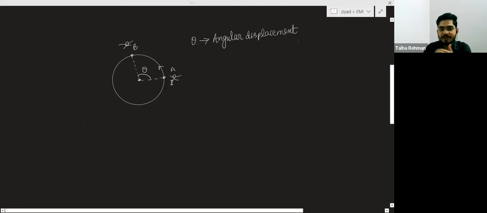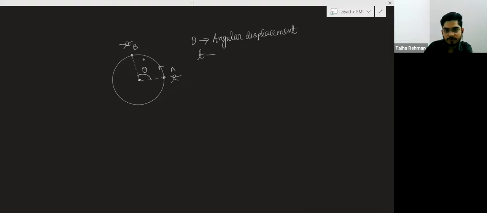There will be some time also in going from point A to point B, time taken by the person. So T is the time. So your angular velocity is given by angular displacement divided by the time, and your linear velocity is given by the linear displacement, suppose x is your linear displacement, divided by the time.